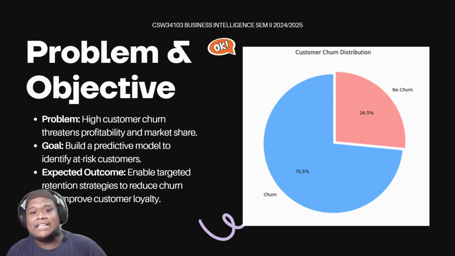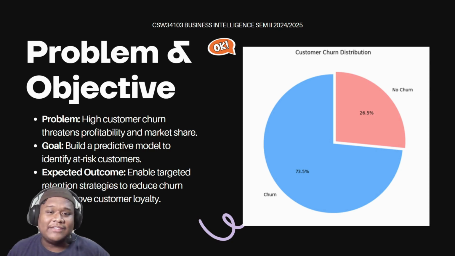The problem is clear. High customer churn reduces profitability and market share. So our objective was to build a reliable machine learning model to predict customer churn. By identifying at-risk customers early, companies can implement targeted retention strategies to enhance loyalty and improve customer lifetime value.